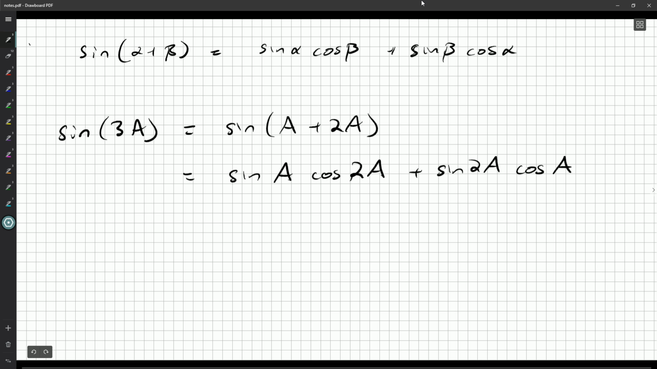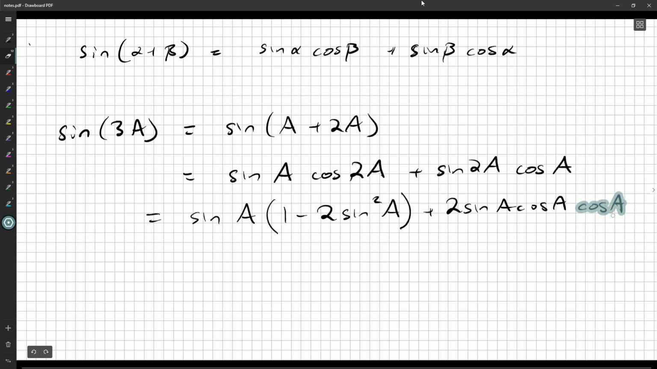Now, I don't want a cos a. I don't want a cos 2a either, if I can help it. So where to go from there? Well, let's get rid of this cos 2a and trade it for something involving sines. So let's say 1 minus 2 sine squared a. And this sine 2a is 2 sine a cos a. And those cos a's will actually combine, so let's do that now, into a cos squared a.